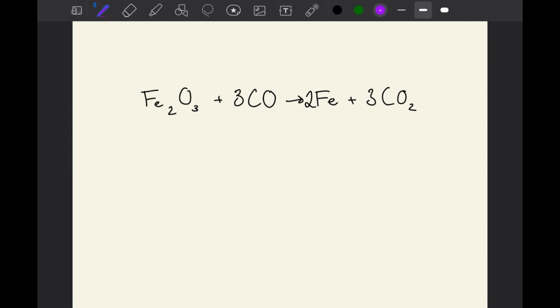Alright, so I hope you did this by yourself and then came back to check your answer. Here we can see that iron loses oxygen, and that means that it gets reduced. On the other hand, we can see that carbon gains oxygen. That means that it gets oxidized. Alright, that was pretty simple.